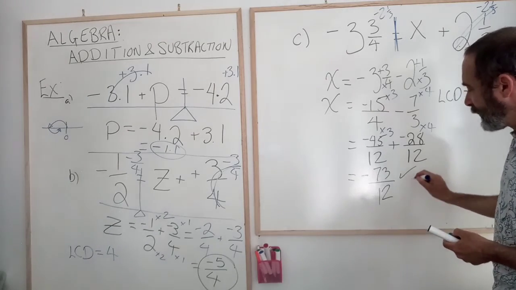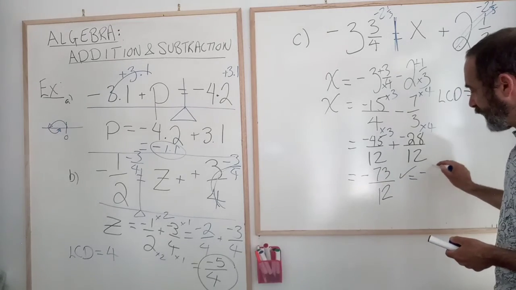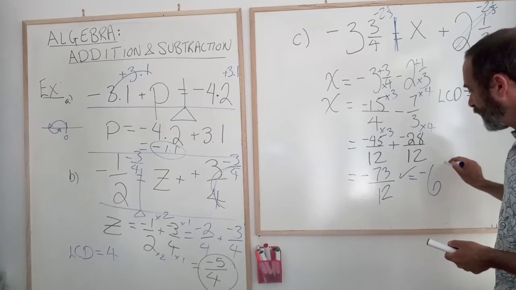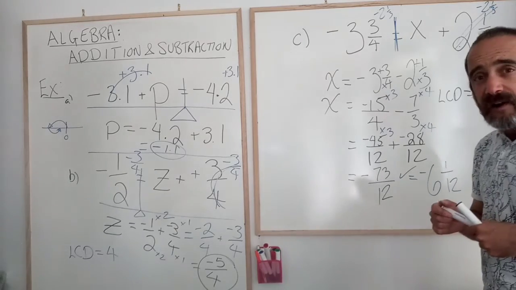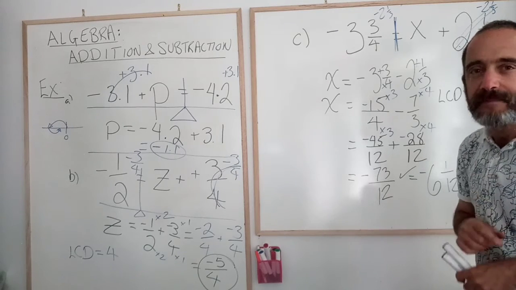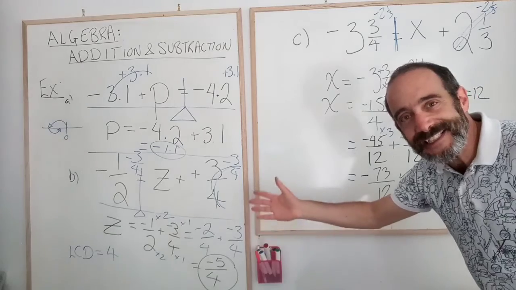So you want to be thinking about 12 goes into 73, I believe it's 6 times, and then there's going to be 1 left over. So you can express it as a mixed number if you'd like, or you can leave it as a reduced improper fraction.